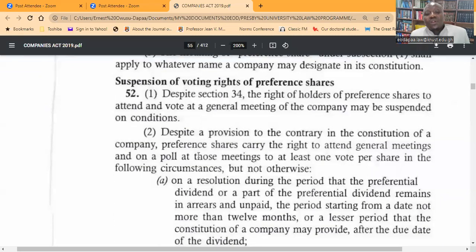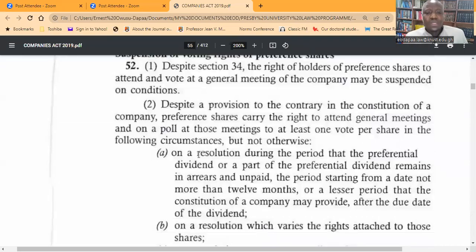So, for equity shareholders, ordinary shareholders, their right to attend and vote cannot be suspended. However, preference shareholders under specified conditions may have their right to attend and vote at general meetings suspended. So we want to look at that, and that is what section 52 actually speaks to.